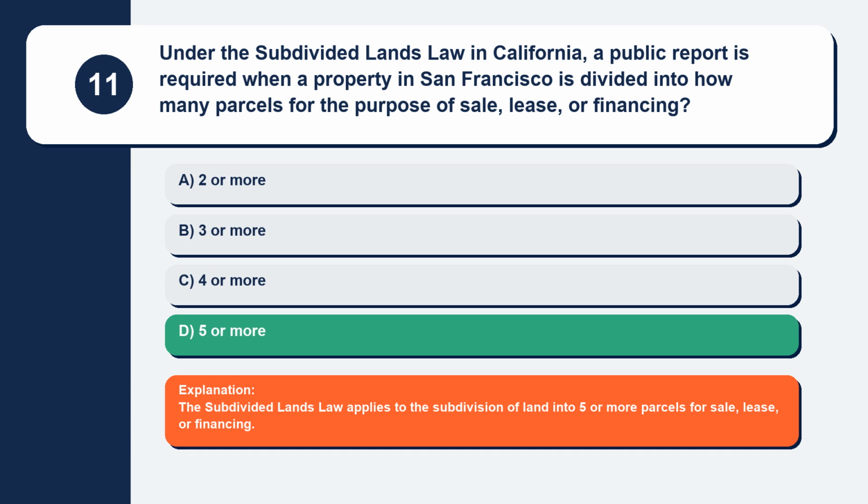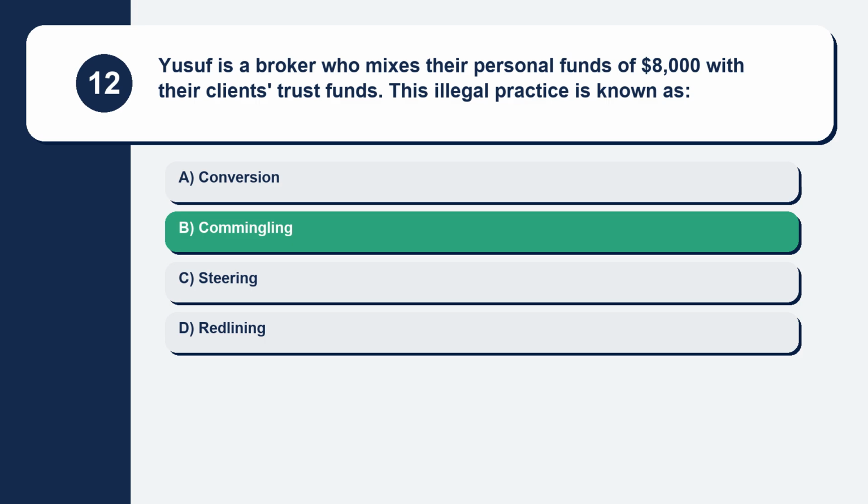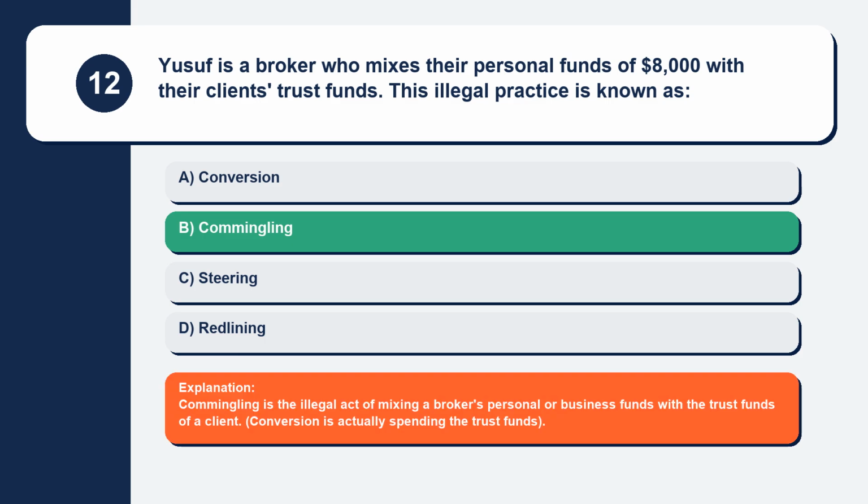financing. Question 12. Yusuf is a broker who mixes their personal funds of $8,000 with their clients' trust funds. This illegal practice is known as. Here are your options. Option A, conversion. Option B, commingling. Option C, steering. Option D, redlining. The correct answer is option B, commingling. Explanation: commingling is the illegal act of mixing a broker's personal or business funds with the trust funds of a client. Conversion is actually spending the trust funds.